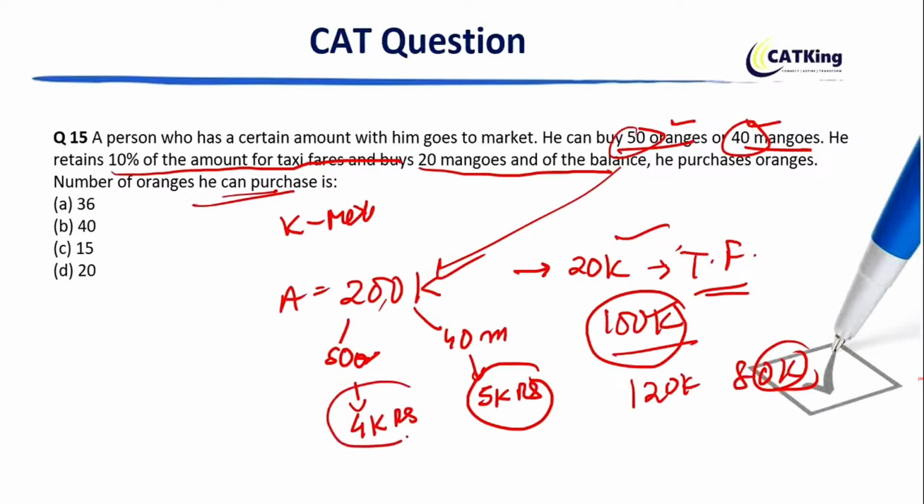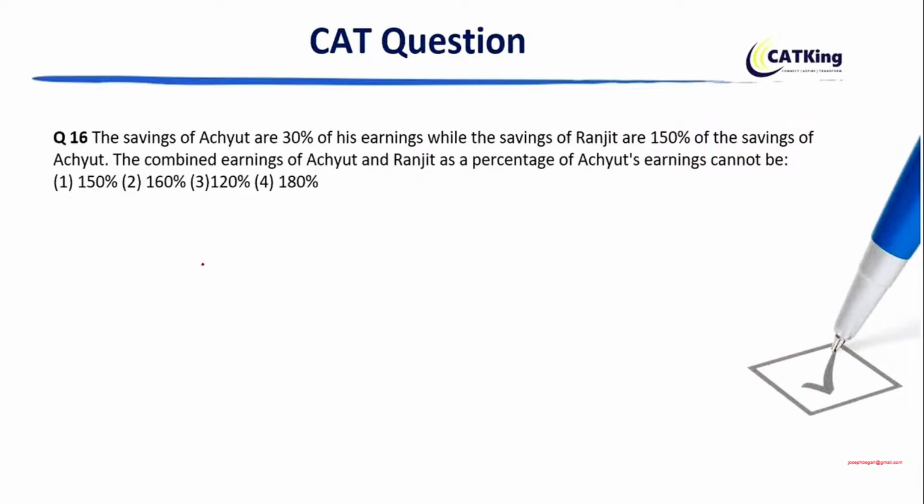One orange is 4k. He can purchase how many oranges? 20 oranges. That's your answer. See how simple the question is. In fact, it is an oral question if you just use the K method. Okay, let's move to the next question now. Please solve. Again a CAT question, again an easy one, not that hard.